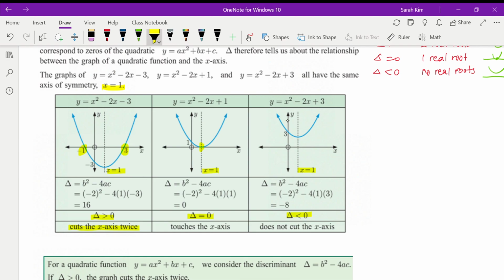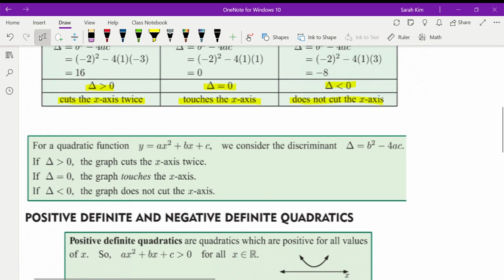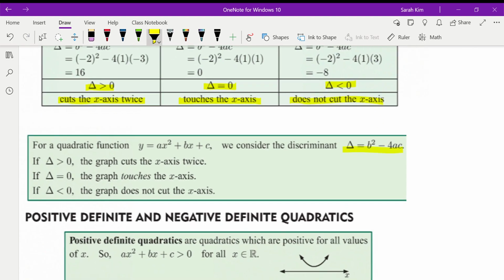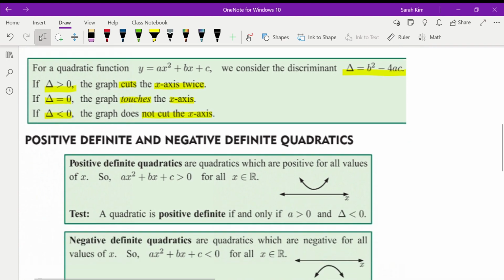Cuts the x-axis twice, touches the x-axis, does not cut the x-axis, so be familiar with that language. For a quadratic function, we consider the discriminant. When it is greater than 0, there are 2 real roots, and it also tells us that it cuts the x-axis twice. When it equals 0, it touches the x-axis. When it is less than 0, it does not cut the x-axis. So these are the things we can summarize.